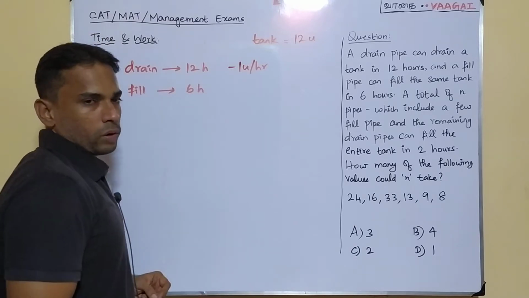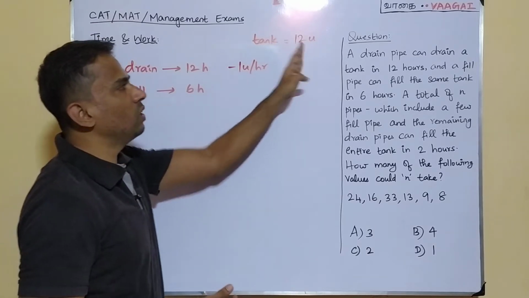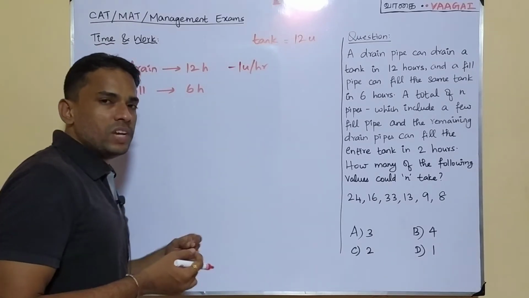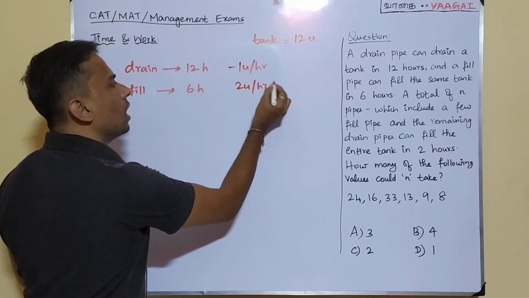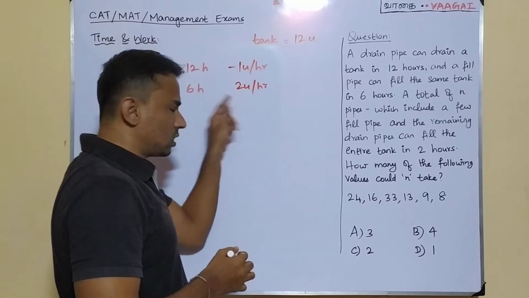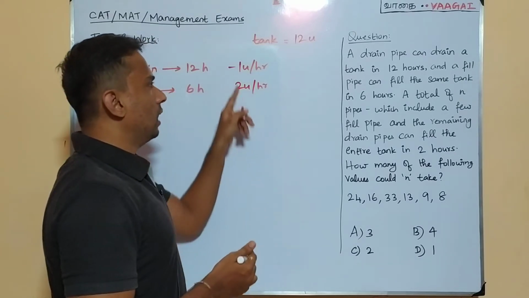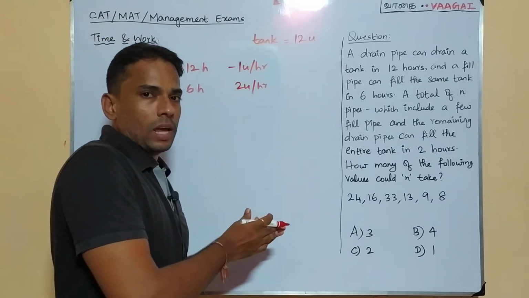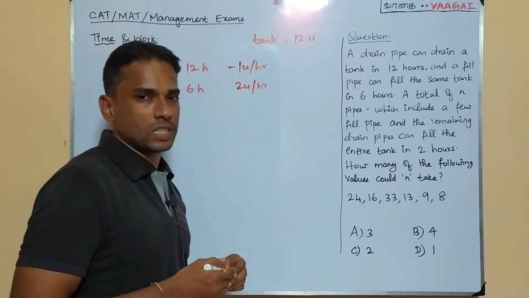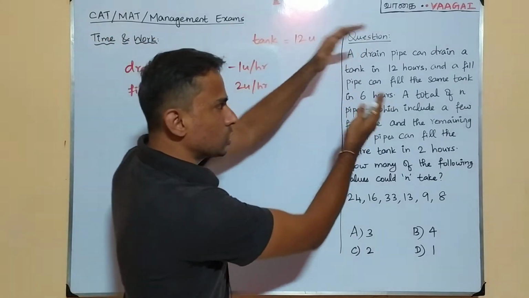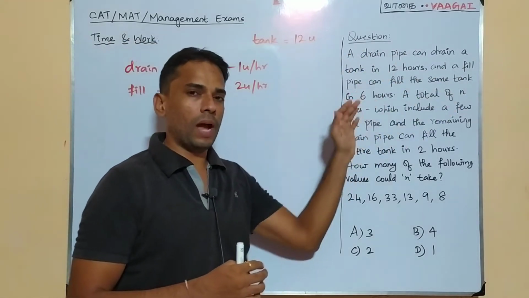Coming to the fill pipe, it's doing a positive work. The fill pipe takes 6 hours to fill the same 12 units. So its efficiency will be 12 by 6, that means 2 units per hour. It is positive, since it is filling water inside. And the drain pipe removes the water outside, so we take its efficiency as minus 1 unit per hour. So from the first part of this question itself, we are able to get the efficiencies of the drain pipe and fill pipe.